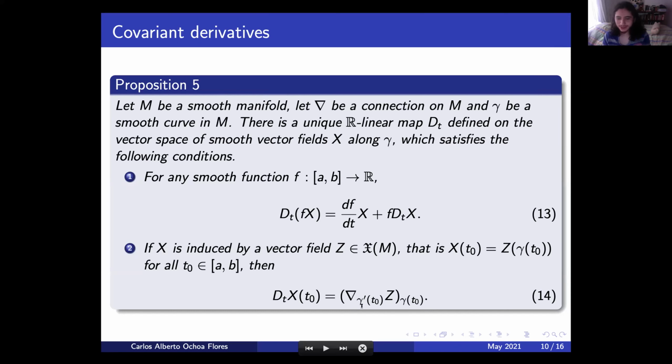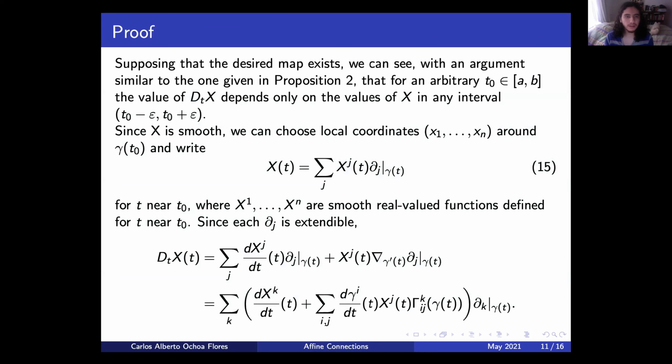Because there is no reason for which we should be able to extend the vector field given by differentiating gamma to a vector field defined at least in an open set of the manifold, right? Okay. Now, the idea of the proof is simple. We reduce the problem to showing that the problem can be solved in a chart.